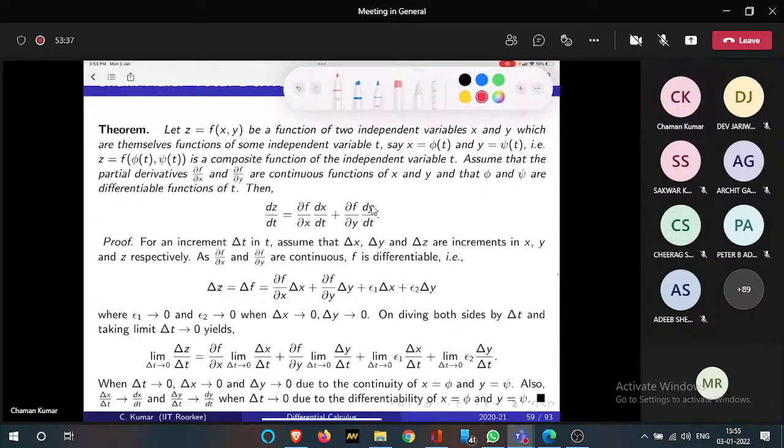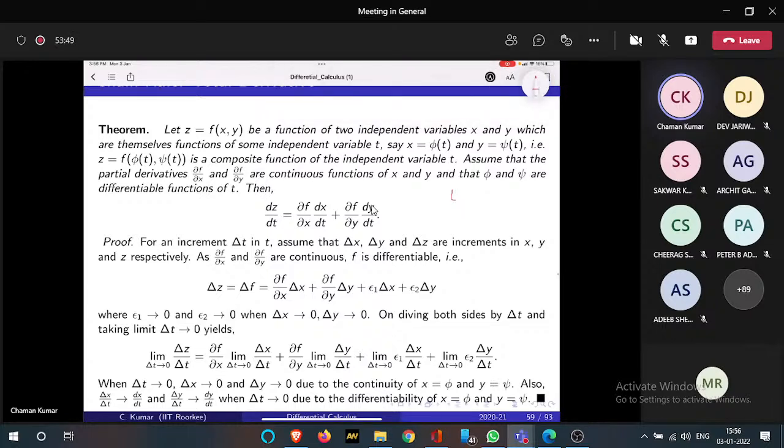So we see that f is a function of x and y, and x and y both are functions of a variable t. So what we do is we change the value of t from t to t plus delta t. When t is changed, x will also change. Let's say x will change from x to x plus delta x, and y will change from y to y plus delta y, because x and y are functions of t.